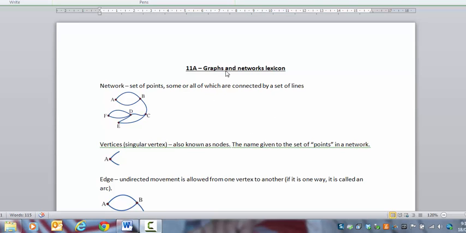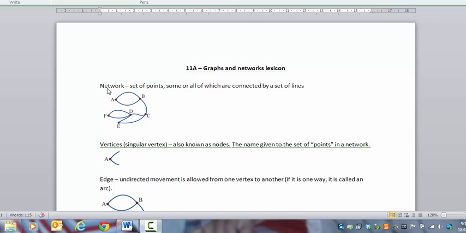This video will go through graphs and networks and look at some of the terminology that you'll need to have a really good command of in this unit. So what I've got here is just a lexicon, a group of definitions regarding networks, and I'll go through each of the definitions and then put them into practice in an example.